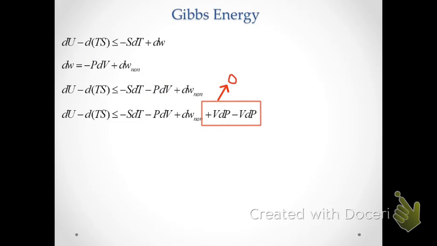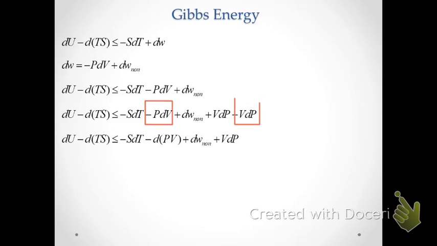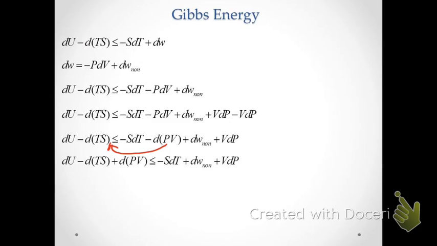And then we're going to do something like we did in the previous video. We're going to add these two terms, VdP and minus VdP, and of course the two terms together are equal to 0, so we're adding 0 to the expression, but we're going to find this to be useful because we can combine the VdP term and the PdV term into one term, d(PV), and then we can take that term and move it to the left side of the equation, so we get the inequality here where on the left side we have dU minus d(TS) plus d(PV) being less than or equal to, on the right side, minus SdT plus dW non-PV work, non-expansion work, plus VdP.